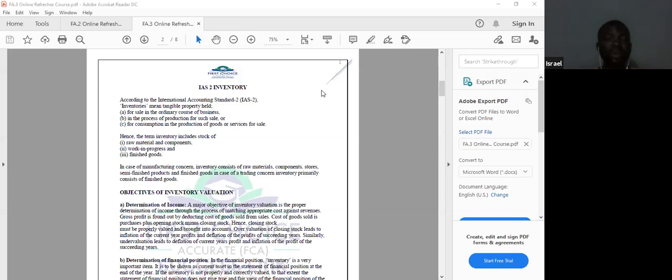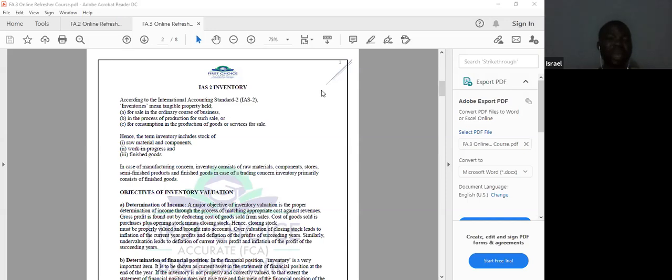IAS 2 is all about inventory. In an organization, there's always an inventory, because inventories are the items that have been held temporarily to be converted into cash. They are the items that are what we call for sale.